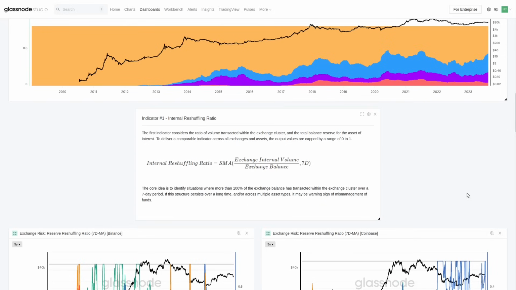So the first thing we're going to look at is called our internal reshuffling ratio. And what we're looking at here is, let's just take an exchange A.